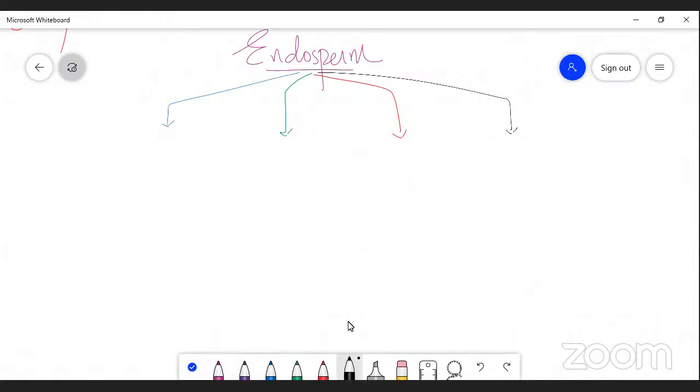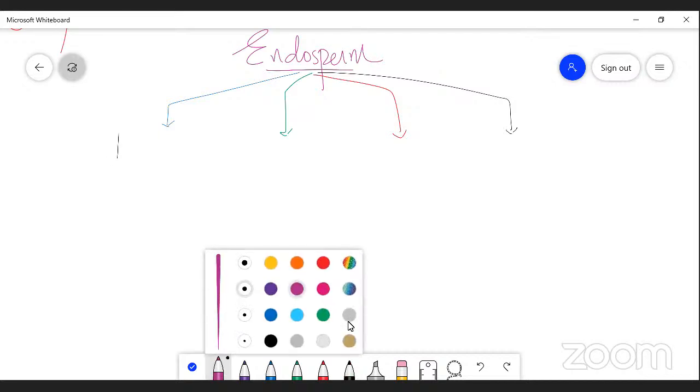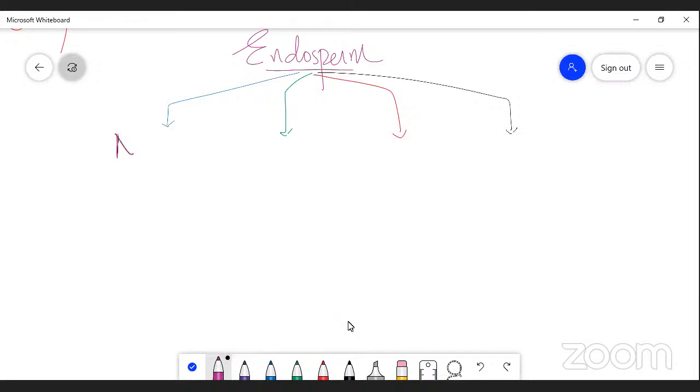So the first type is nuclear endosperm. The second type is cellular endosperm.